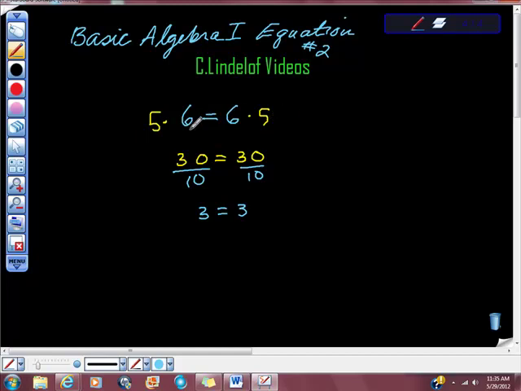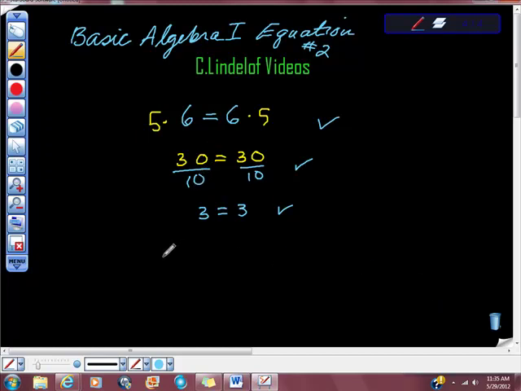Does 6 equal 6? Yes. Does 30 equal 30? Yes. Does 3 equal 3? Yes. What am I proving to you? I'm proving to you the multiplicative property of equality. I showed you both. Some people believe in this thing called the division property of equality. I think that multiplication and division are pretty much the same thing, don't you?